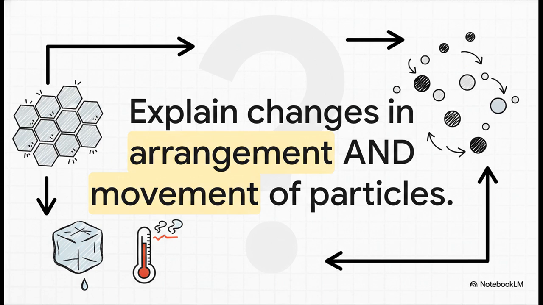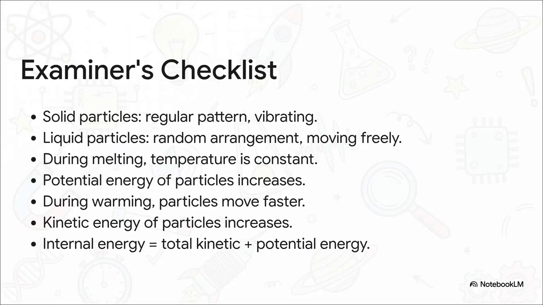And it covers two stages. First, the ice melting, and second, the water warming up. A top-tier answer has to cover all of that. Now, this is the secret sauce. This is the examiner's checklist, or what they call indicative content. It's basically a list of all the points they want to see.